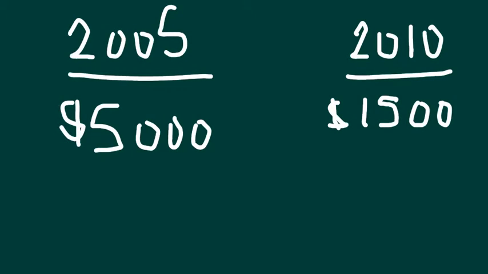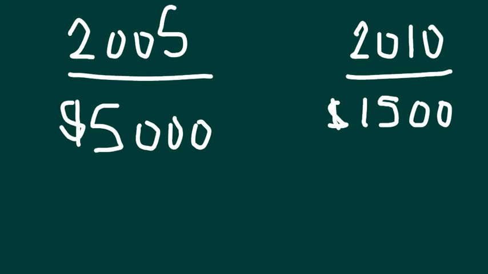In this quick video, I'm going to touch on the percent of decrease. All right, let's start with an example as always. So let's say you bought a car back in 2005 and the car was worth $5,000. Now in 2010, your car is worth $1,500.